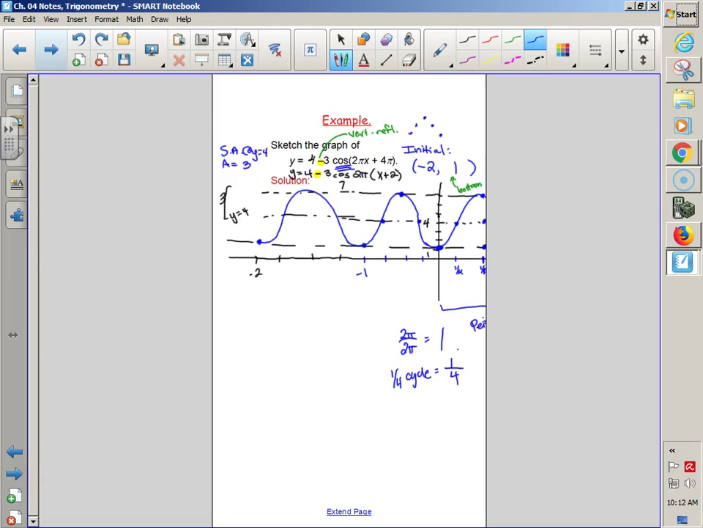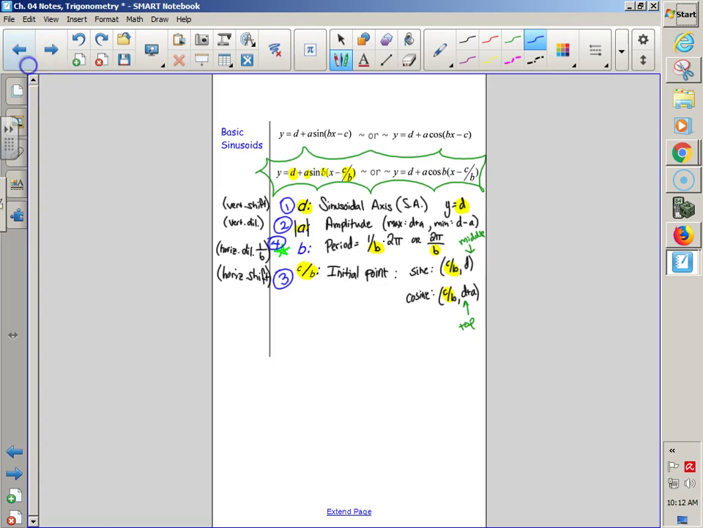But cosine starts at the top unless it's been flipped. Then cosine starts at the bottom. Sine starts in the middle. Wait, why would sine start in the middle either way, whether or not it was reflected?